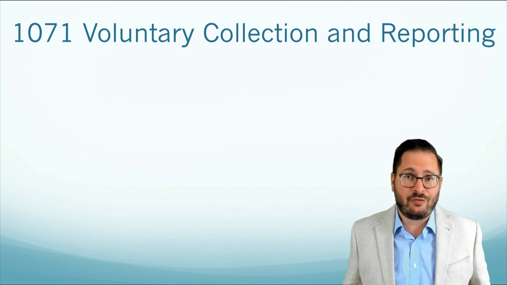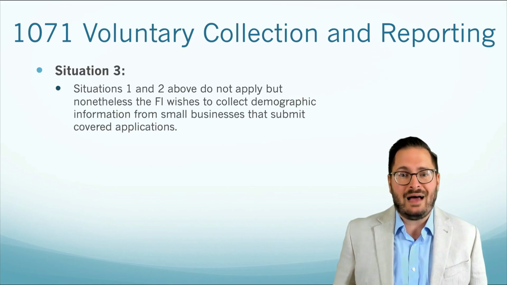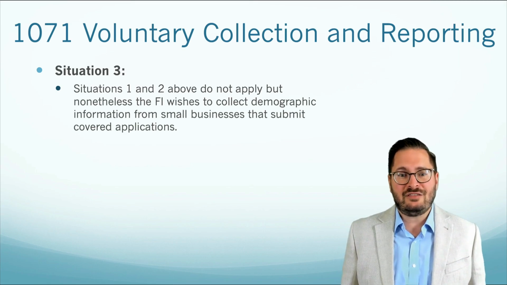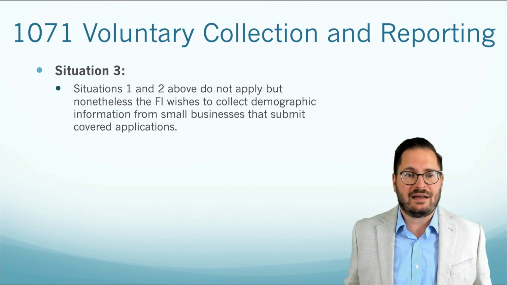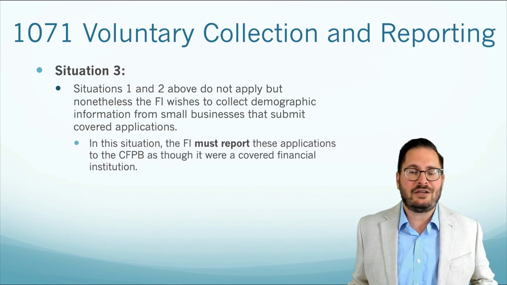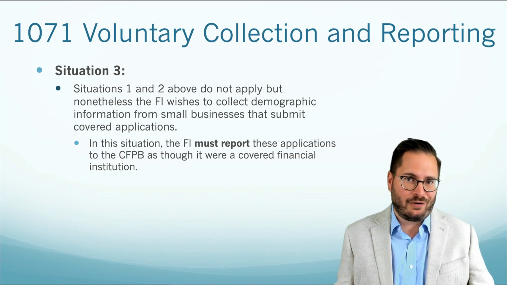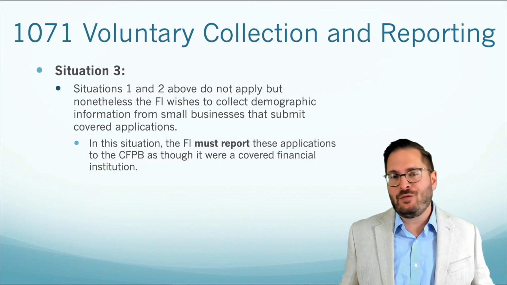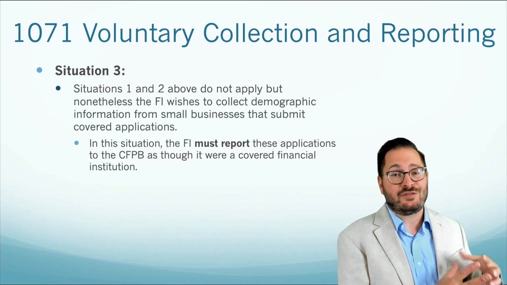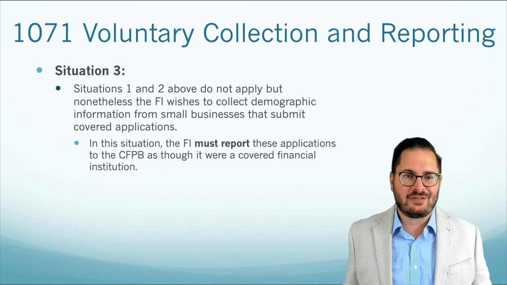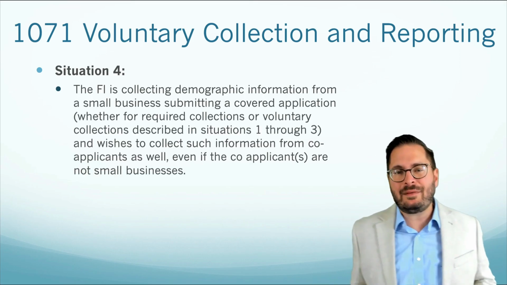Now, situations 3 and 4 are a little bit different. Situation 3 says situations 1 and 2 do not apply, but nonetheless, a financial institution wishes to collect demographic information from small businesses to submit covered applications. In this situation, you must report. So you're allowed to voluntarily collect and report. So that's something that is permitted, is if you want to report, you can, but the only way you're allowed to collect information if you're not subject to situations 1 and 2 is you have to report. So that's situation 3. Now, situation 4 is a little bit different.